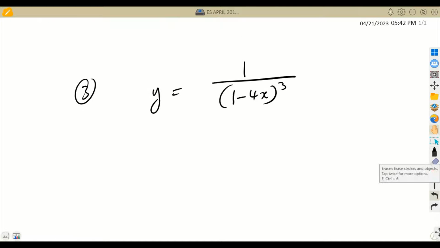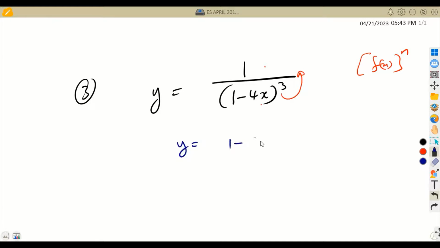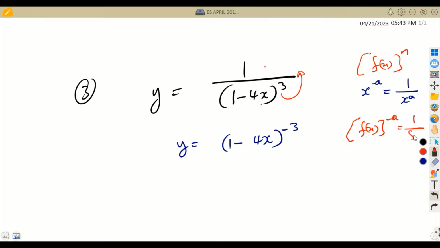So the first thing that we are going to do is to write this not as a fraction, I mean, but as a term that is being raised to a certain exponent, not 1 over. From our laws of exponents, we can write this with the exponent of -3. So we can rewrite this as 1 minus 4x to the exponent of -3. Remember, x to the exponent of minus a is equal to 1 over x to the exponent of a, which means even a function, when it is raised to the exponent of -a, we can write as 1 over that function to the exponent of a.